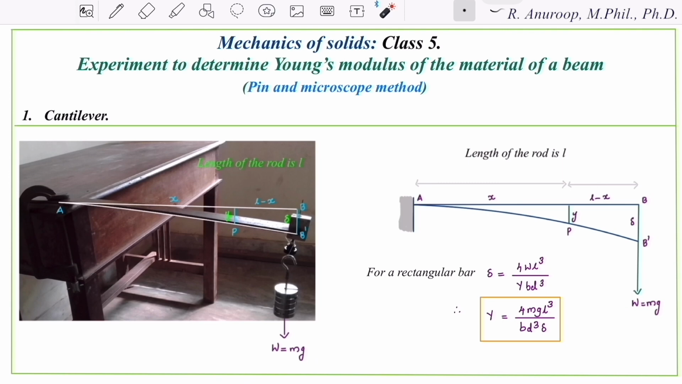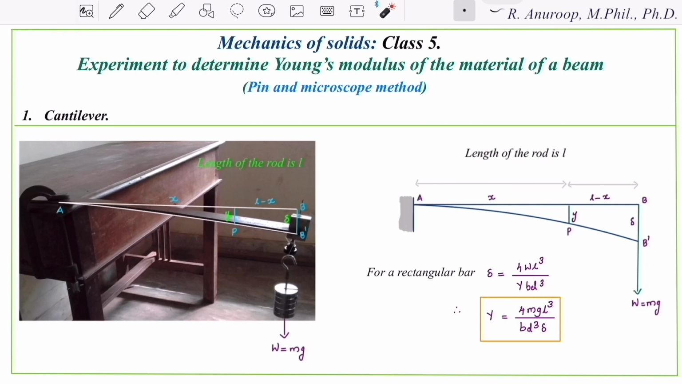L is the length of the rod between the fixed end and the loaded end. Y is the Young's modulus of the material of a beam. B is the breadth of the beam. D is the thickness of the beam.